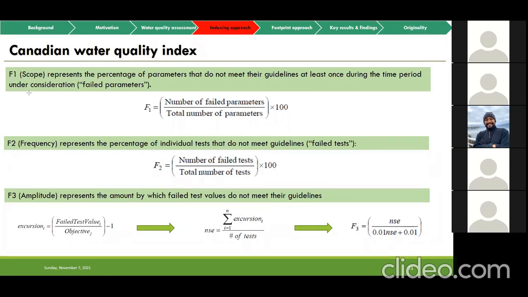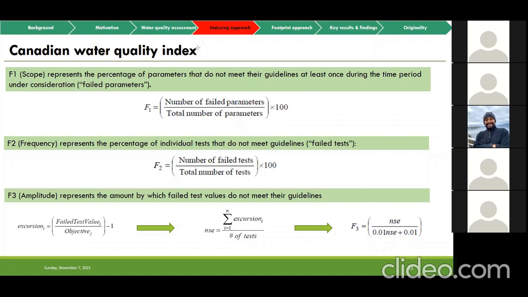Okay, so F1 is the scope. What it represents is it quantifies the percentage of parameters, meaning water quality parameters, that don't meet the guidelines. The guideline can be for any country or any place, so it's very flexible. You identify how many parameters failed out of the total number of parameters considered. That's the scope.